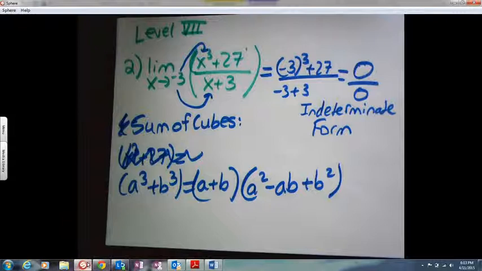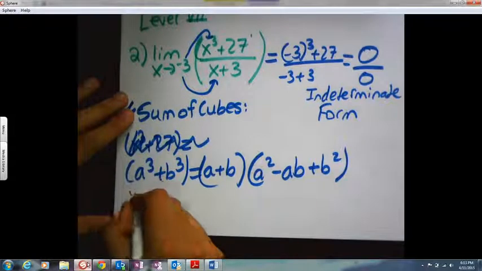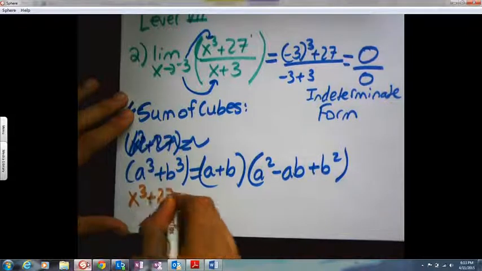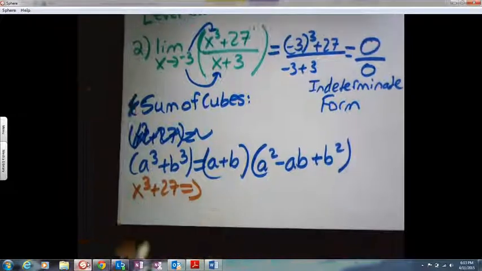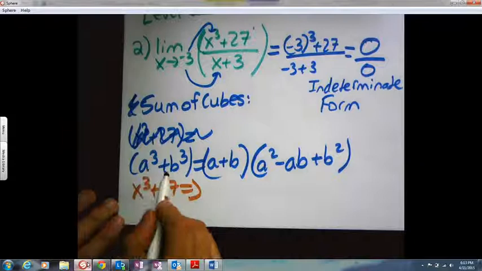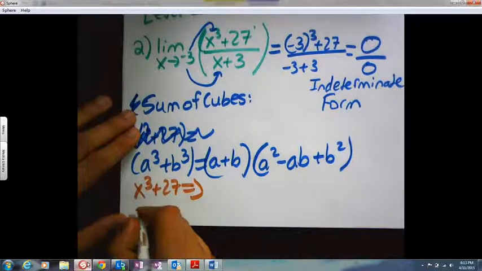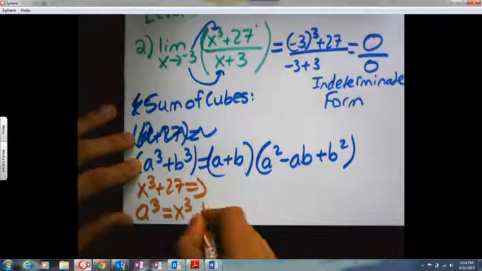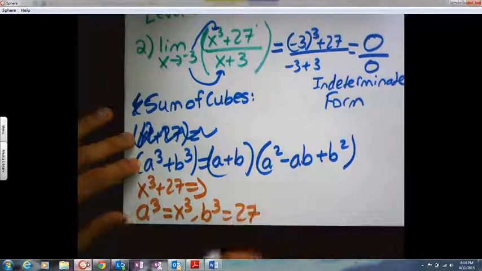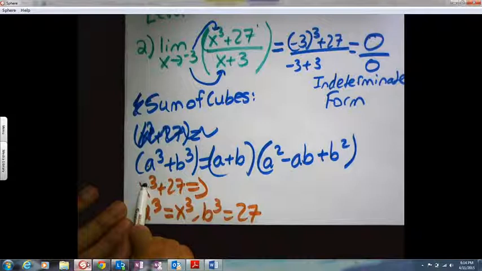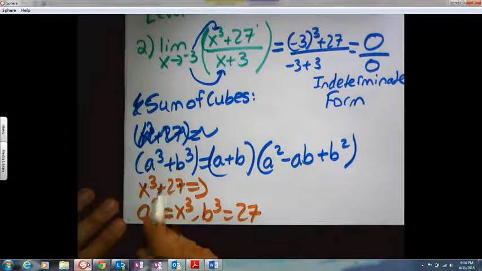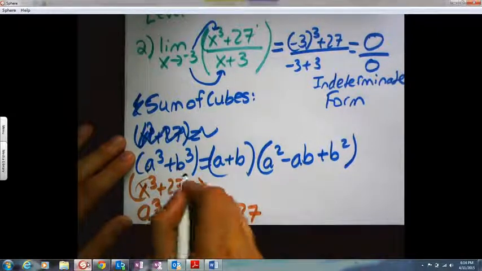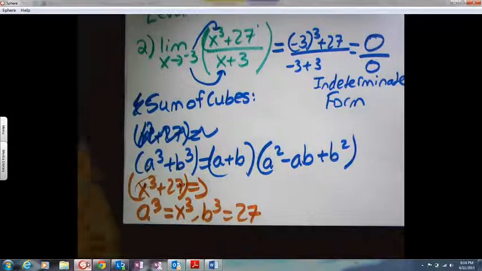So how can we apply that formula to our problem? Well, we have x cubed plus 27. How does that relate to a cubed plus b cubed? Well, a cubed is x cubed and b cubed is 27. So this term right here in brown factors to a plus b.